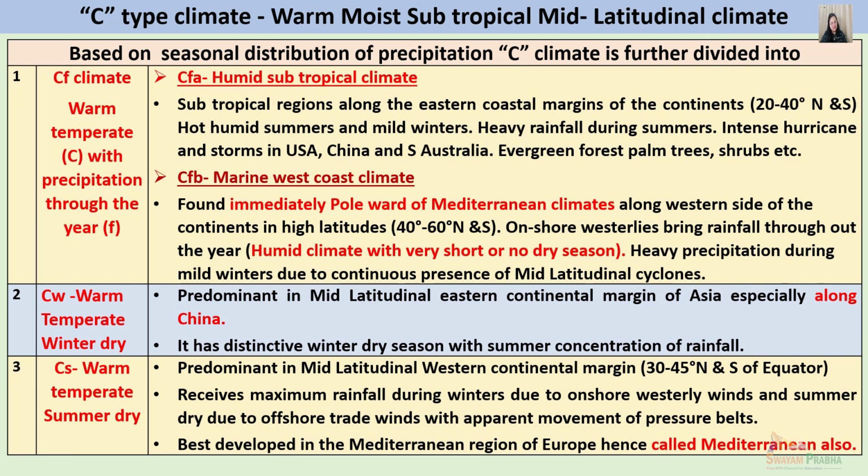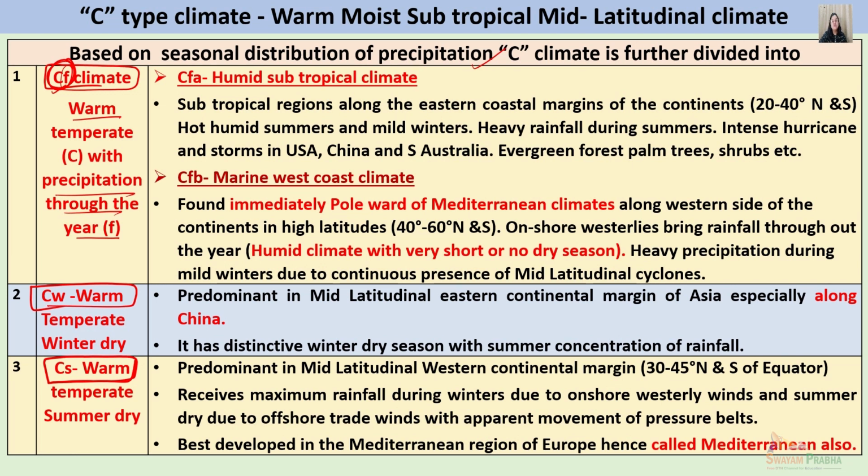So based on seasonal distribution of precipitation, because this is the secondary and tertiary classification, the C type of climate is further divided into CF type of climate, CW type of climate, and CS type of climate broadly. CF type of climate, as the name suggests, C means subtropical and F means regions receiving precipitation throughout the year. So warm subtropical regions which receive precipitation throughout the year come in the category of CF type of climate.